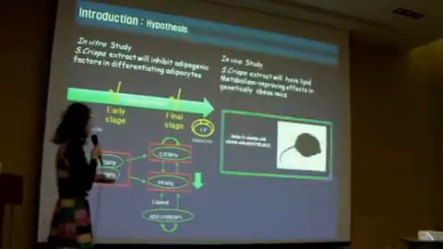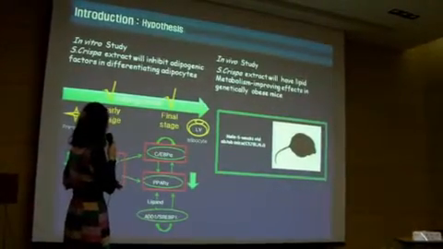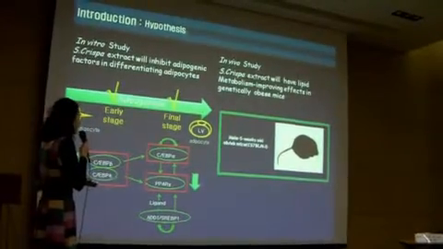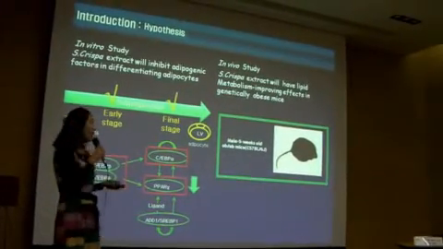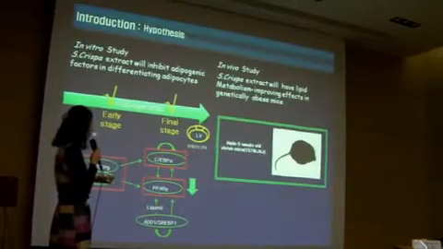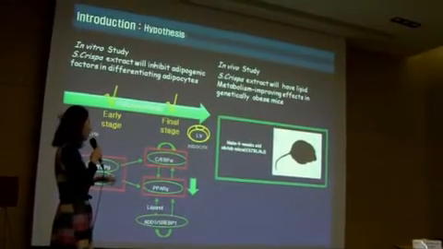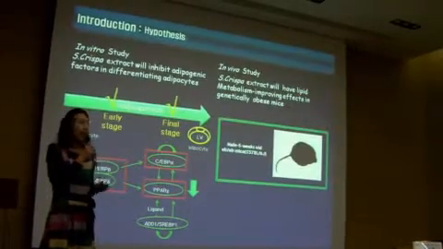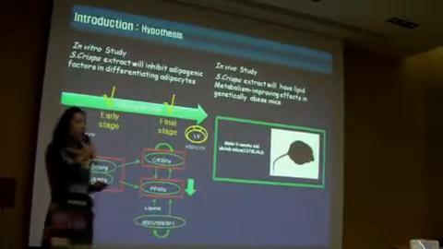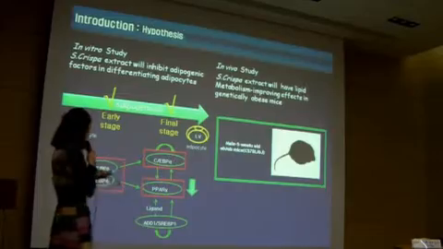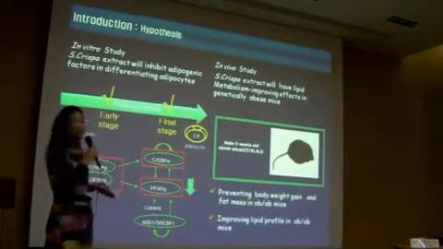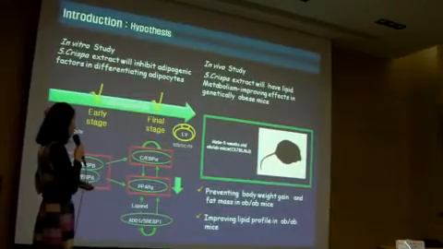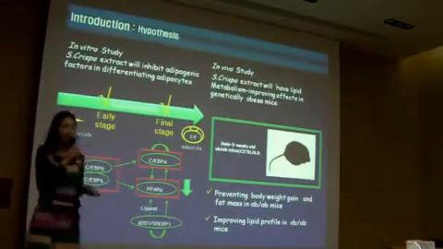And the second hypothesis is that S-CRISPR extract will have lipid metabolism improving effects in genetically obese mice. As you can see in this picture, the obese mice have a genetic mutation in the obese gene, known as leptin. It causes them to develop obesity. So we use these mice and expect to prevent body weight gain and fat mass and improve lipid profiles.